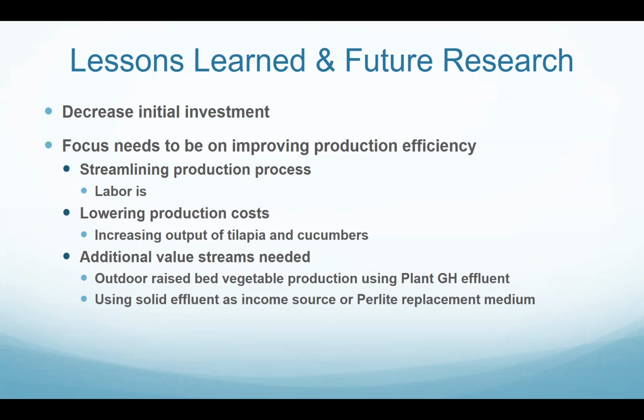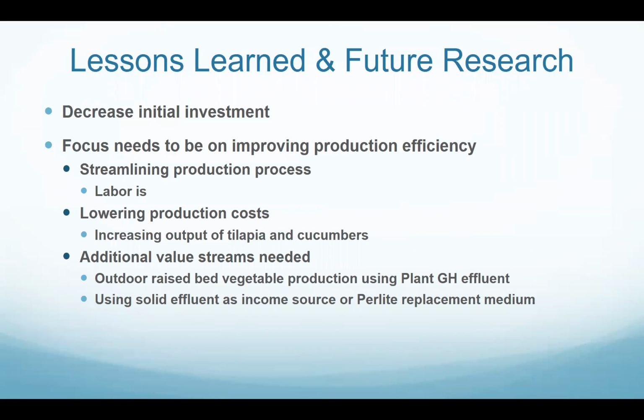And secondly, we need to focus on improving production efficiency, and labor is expensive. A lot of hand labor to pick the cucumbers and to deliver them, a lot of labor in harvesting the tilapia, transporting them on ice to the dining facility. And we did not do this, but dining services had to hire people to fillet the tilapia. And believe me, it's hard to get people that want to fillet fish. So eventually they hired one of our employees to fillet the fish.